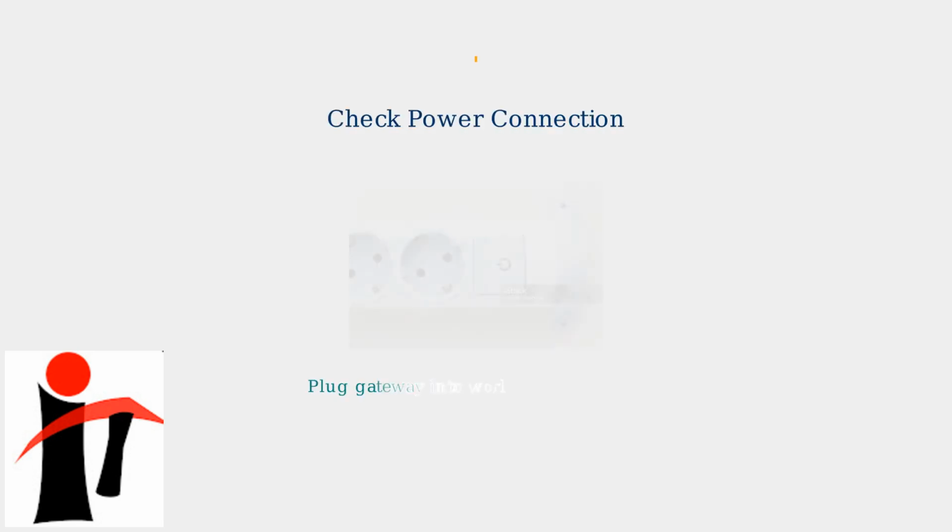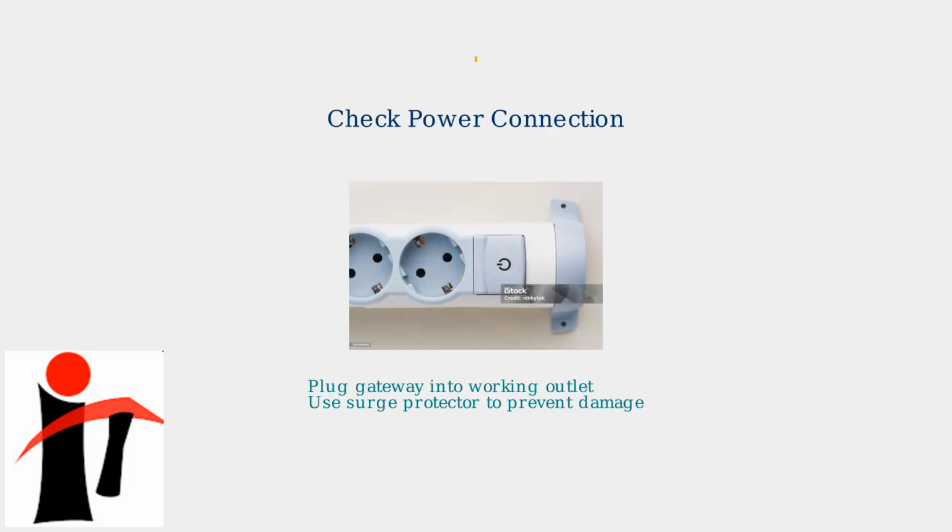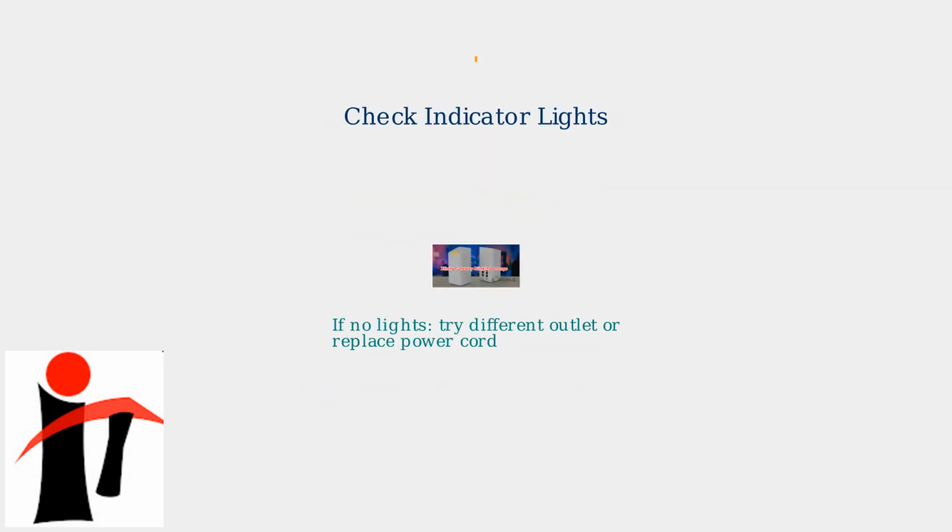Experiencing issues with your Xfinity gateway? Let's get it back online. First, address power issues. Check that the gateway is properly plugged into a working outlet, ideally using a surge protector to prevent damage. Look for the gateway's indicator lights. If there are no lights, try a different outlet or replace the power cord.